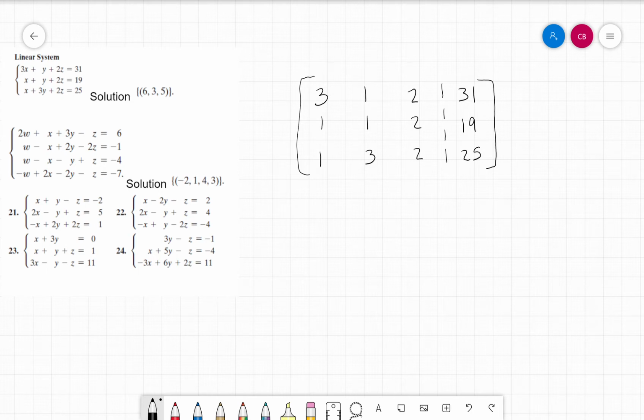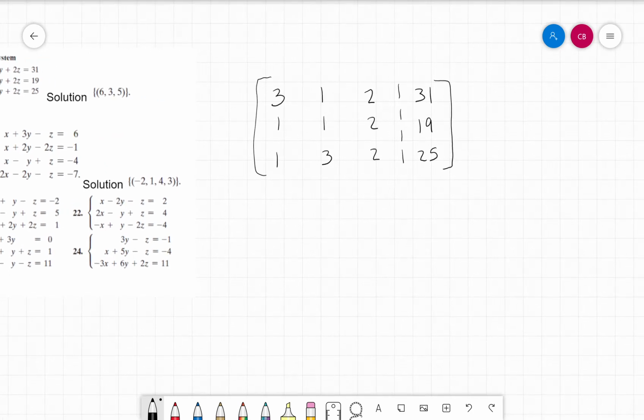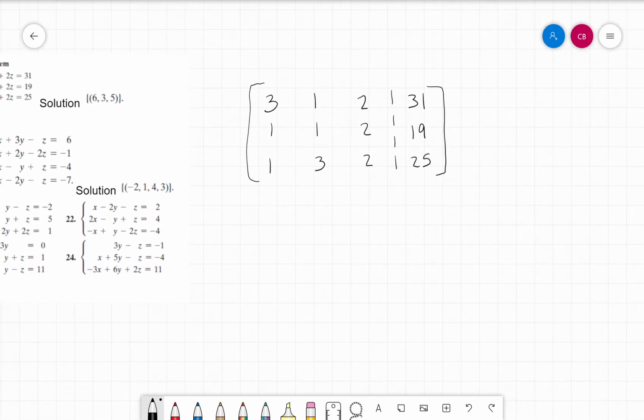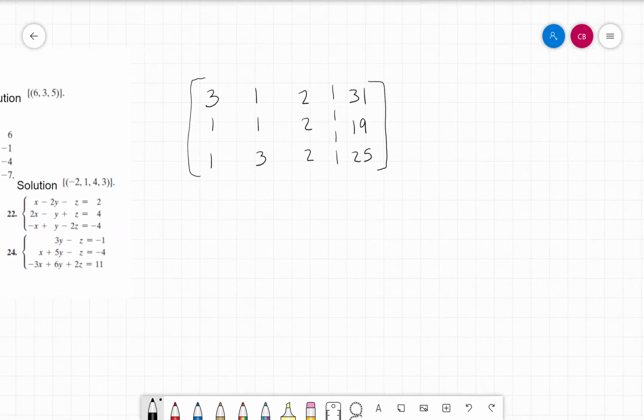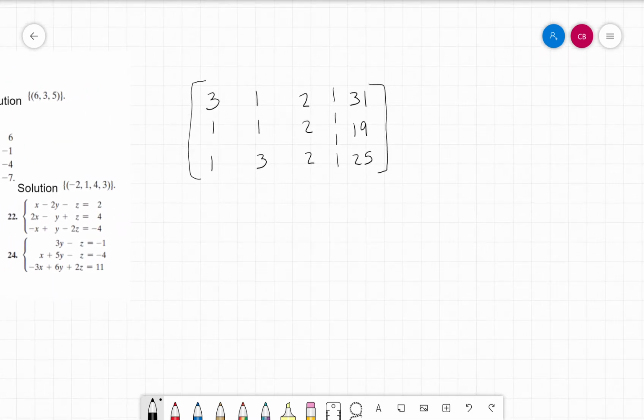Okay guys, so we're going to get this first problem going. Our goal here is to get the solution 6, 3, 5. Your goal when you do Gauss-Jordan elimination is always to get what we call the identity matrix, and the identity matrix looks like this for a 3 by 3.